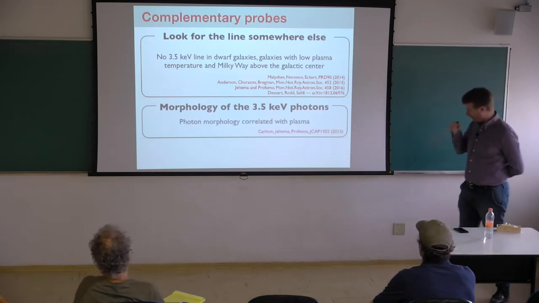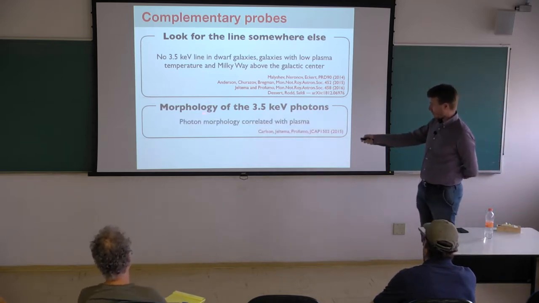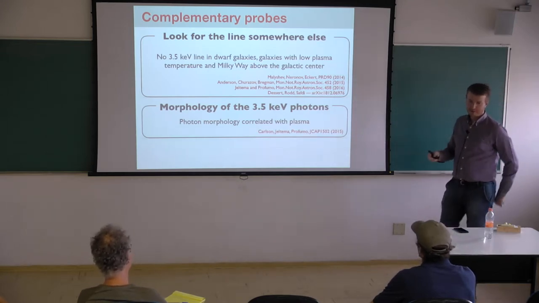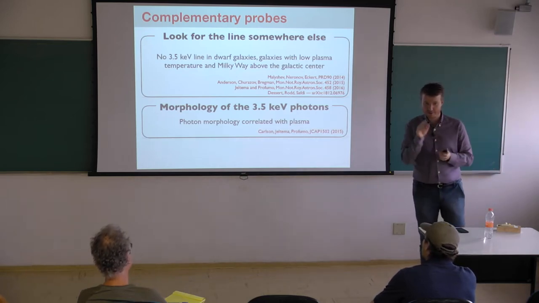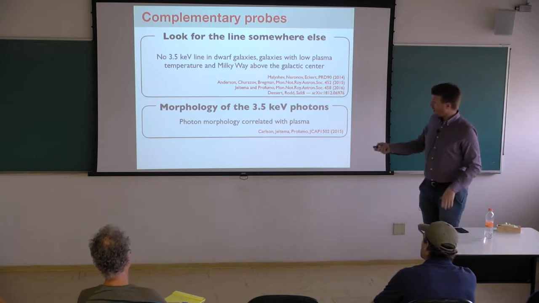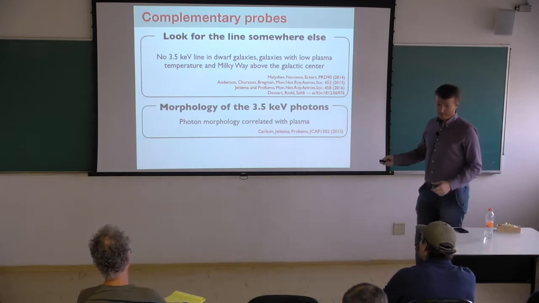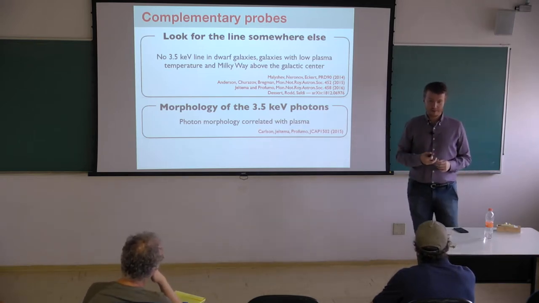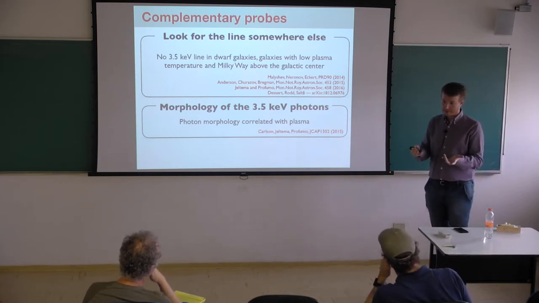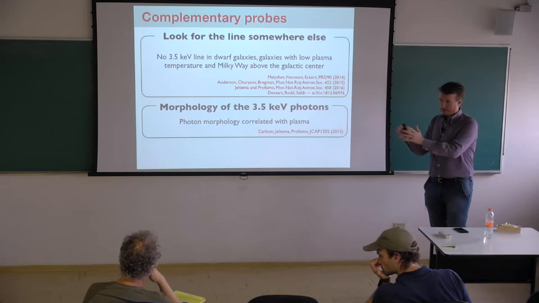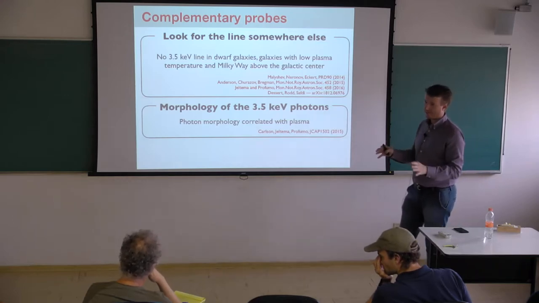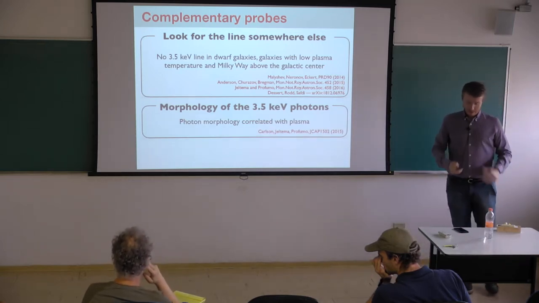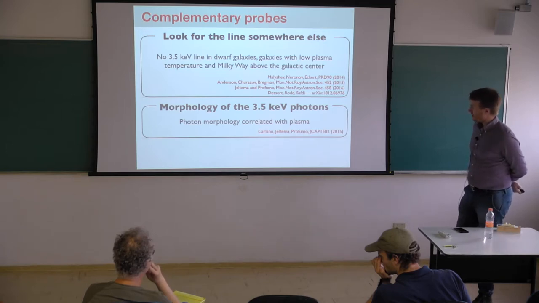Now, in 2015, there was also this study of the morphology of the 3.5 keV photons in the cluster Perseus, for example. You look at the directions of these photons and you look at the location where they were produced. And they realized that the morphology is correlated with the one of the plasma. Okay, you see the photons where there is also potassium. Yeah, where there is the plasma. When you look at the region where there is not much plasma, but there is a lot of dark matter, you don't see 3.5 keV photons coming from there. Which is again what you expect if you want this to be the origin of the line.